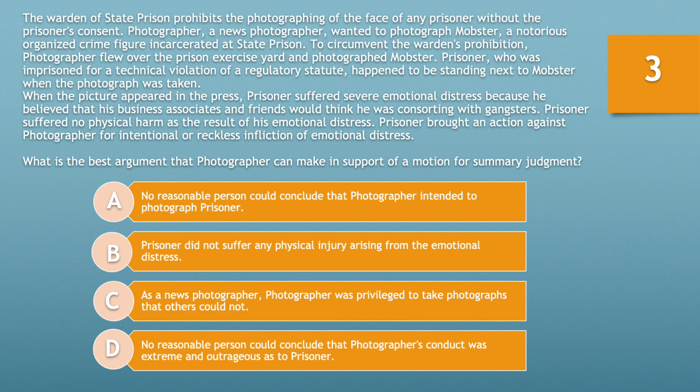A. No reasonable person could conclude that photographer intended to photograph prisoner. B. Prisoner did not suffer any physical injury arising from the emotional distress. C. As a news photographer, photographer was privileged to take photographs that others could not. Or D. No reasonable person could conclude that photographer's conduct was extreme and outrageous as to prisoner. Take 10 seconds and choose the best answer now.